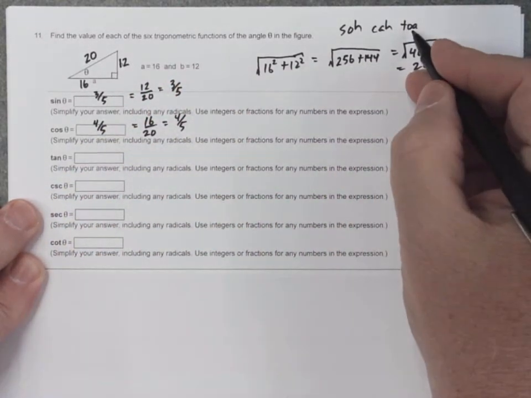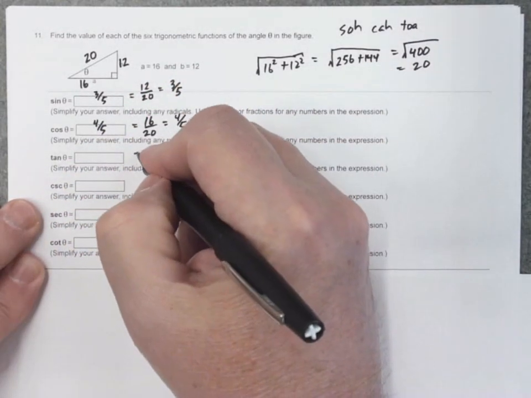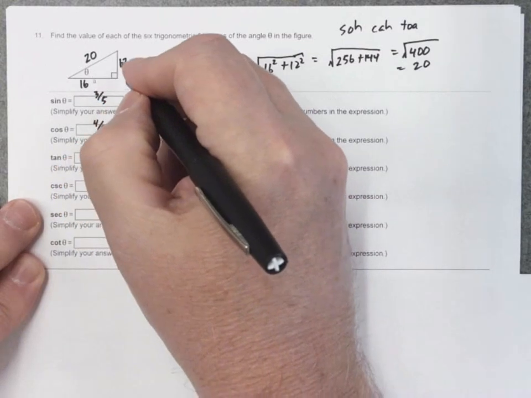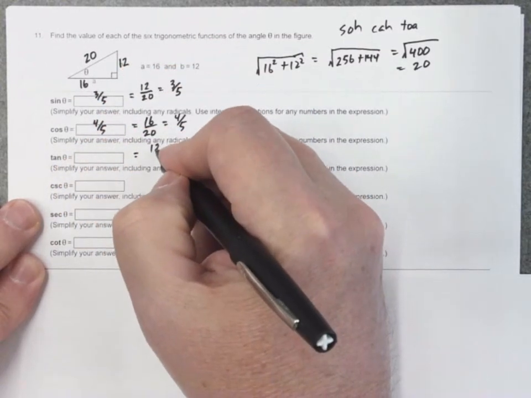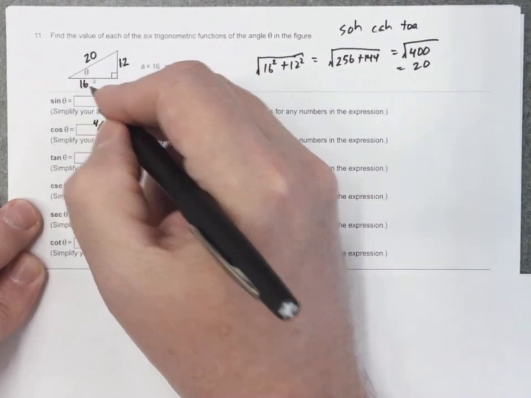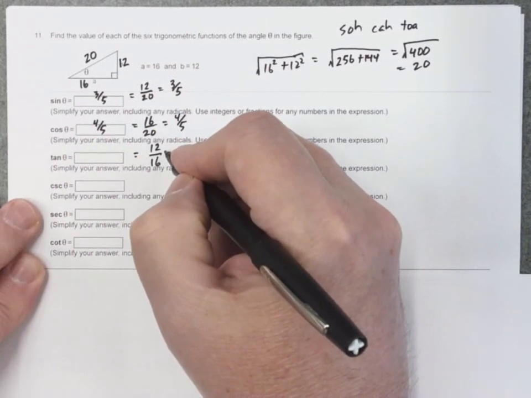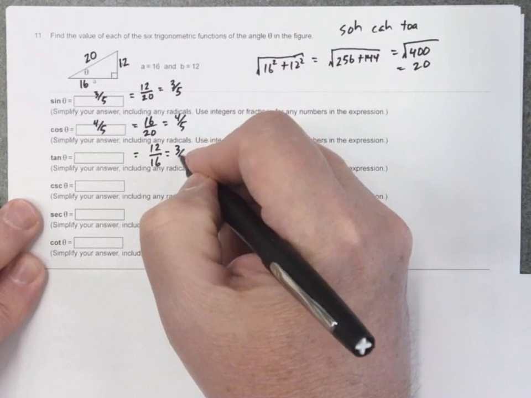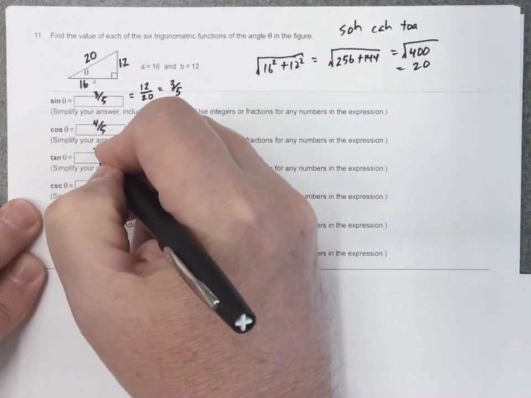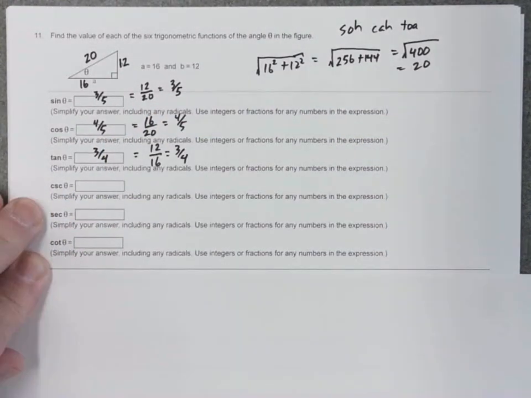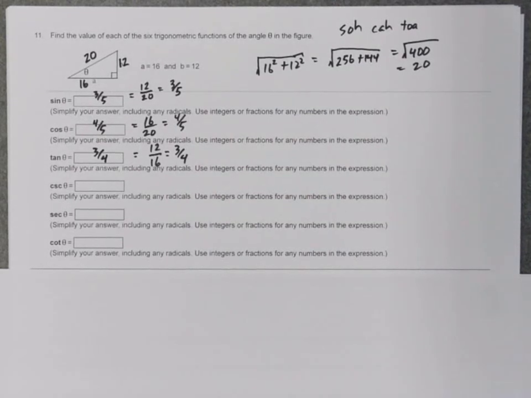Tangent, TOA, opposite over adjacent. Divide top and bottom by 4, you get 3/4. So that's using the definitions to find the trig functions of a right triangle.